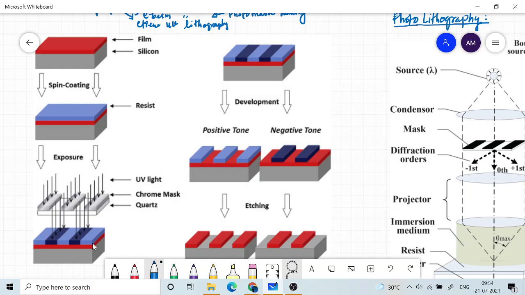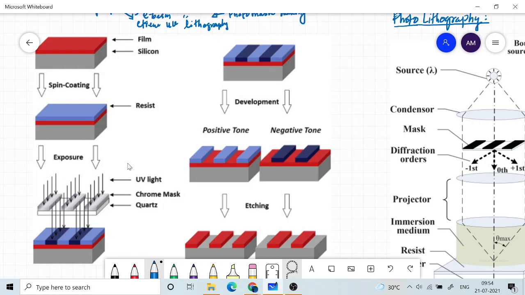Because there is a particular area where you need to make these transistors or these metal lines, you need to align it, and then after aligning you irradiate with the UV light from above. So you introduce this light. This is just a schematic diagram, but the detailed diagram I am showing on the right side.